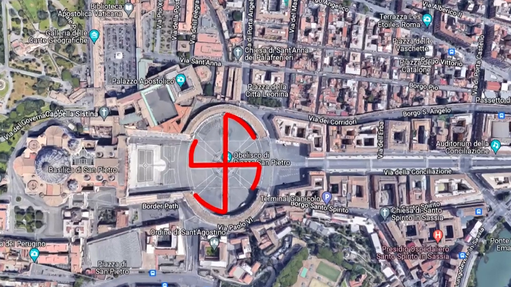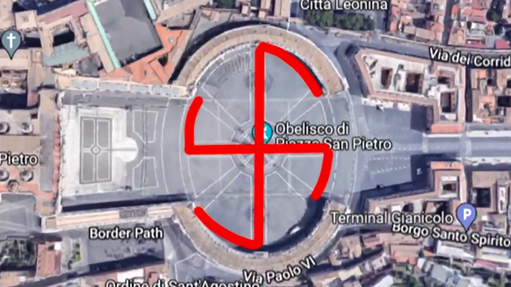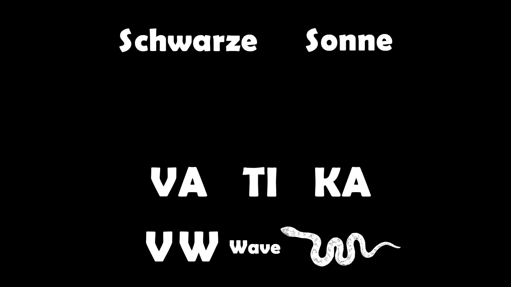But what do you think of this one? The swastika. Let's analyze the word Vatican. The Va is the wave, the VW, the snake energy. So you have the Schwarze Sonne, the SS. Now let's say the SS energy wants to capture the Va energy. Exactly.